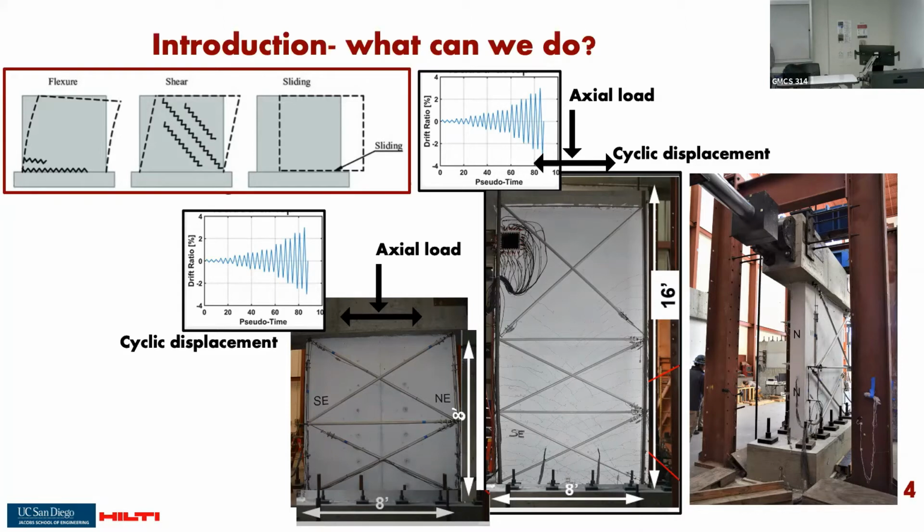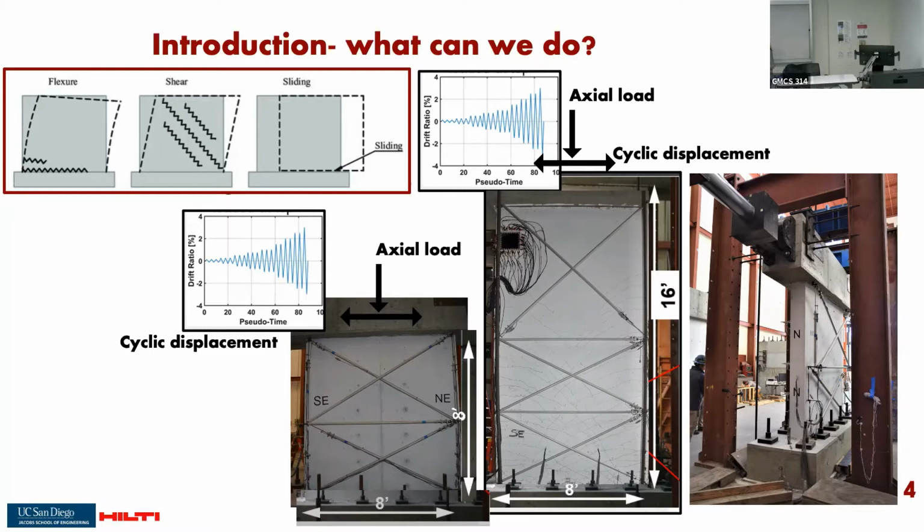The second type of wall, the second geometry, is the squat wall, this wall here. It's a low aspect ratio wall. If you take the ratio between the height and the length, you get 1. These types of walls usually behave more in a shear dominated way. They develop this diagonal crack that can go from corner to corner, and they progress as the earthquake demand increases.